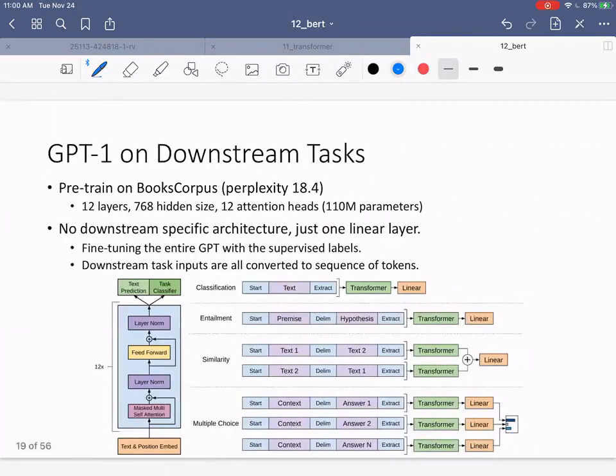So they pre-train it on something called BooksCorpus, and they reach a perplexity of 18.4, which is even better than 40. So they can, on average, predict the next word among 18 candidates. They can narrow down the candidates of the next word to 18 words, which is already impressive enough. And what they do is they use 12 layers, 768 hidden size, and 12 attention heads, which amounts to about 110 million parameters.